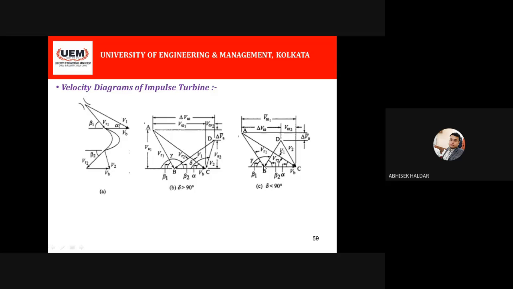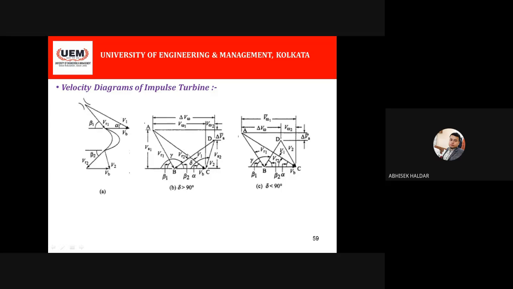This is the VR2, but that gamma angle will be required for the in-between calculation of the derivation. But the delta is very important. Depending on the delta, we will be having these two types. Most of the cases, we may have delta greater than 90 degrees.